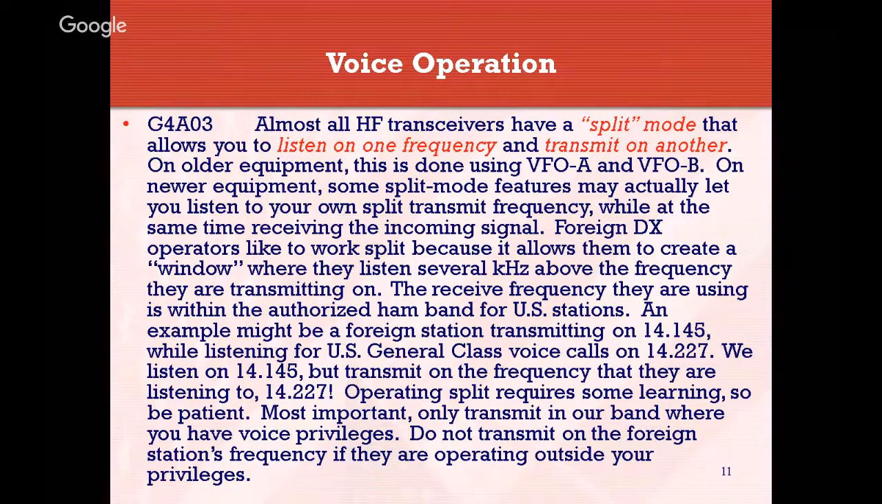Basically that's what the last half of this paragraph says. The receive frequency they're using is within the authorized ham band for US stations. An example might be a foreign station transmitting on 14.145 while listening for US General class voice calls on 14.227. So we listen on 14.145, but transmit on a frequency they're listening to. So that's what split operation actually means. You do not transmit on the foreign station's frequency if they're operating outside your privileges.